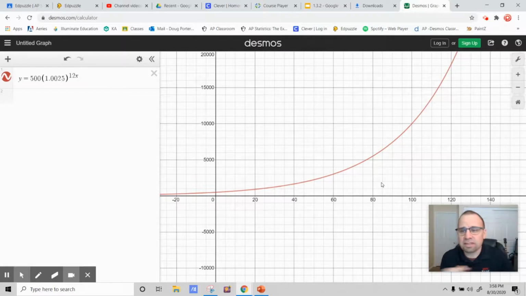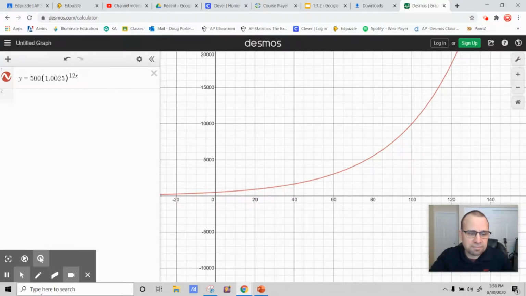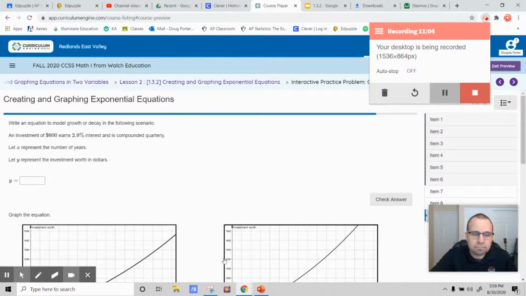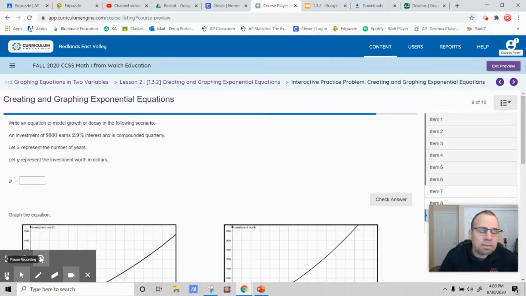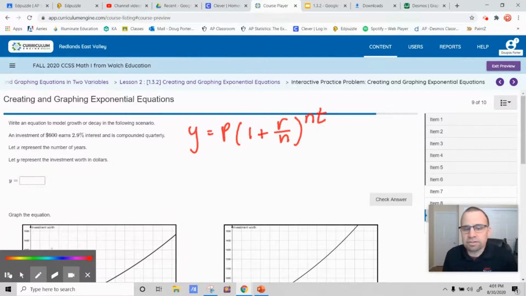Let's take a look at some homework problems. So this is question number 9 from your homework. It says write an equation to model growth or decay in the following scenario. An investment earns $600, 2.9% interest, and it's compounded quarterly. Let X represent the number of years, and then Y is going to be the investment worth in dollars. So let's write the formula first. So there's the compound interest formula.